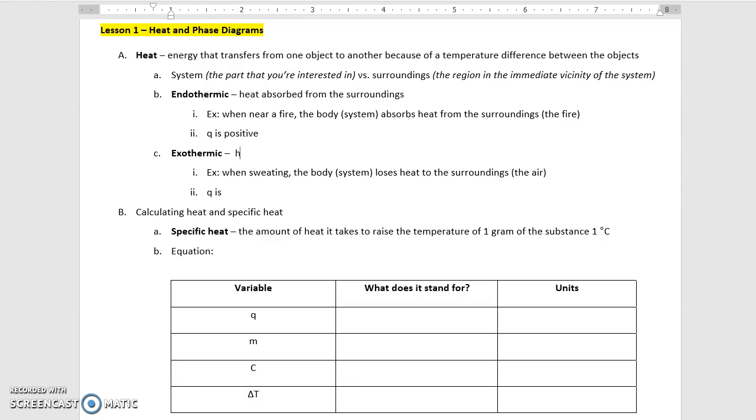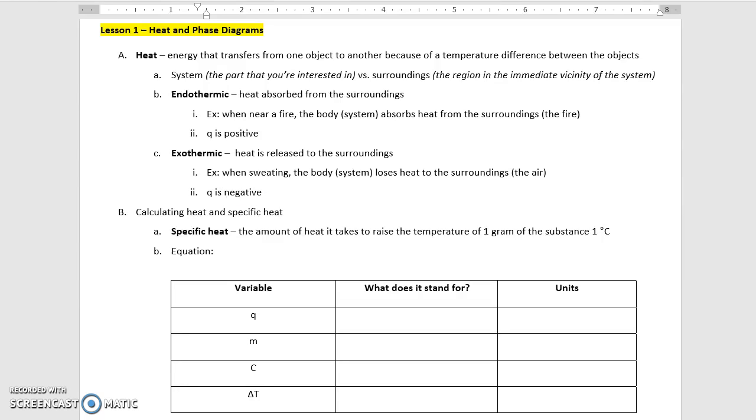Exothermic would be the opposite. Heat is going to be released to the surroundings from the system. An example would be looking at the body again as a system: when you sweat, you release heat from your body to the surroundings, which would be air in that case. And Q then would be negative.